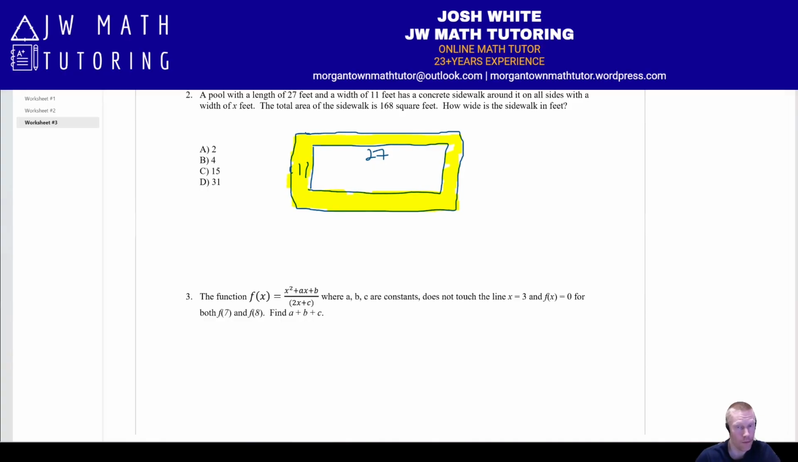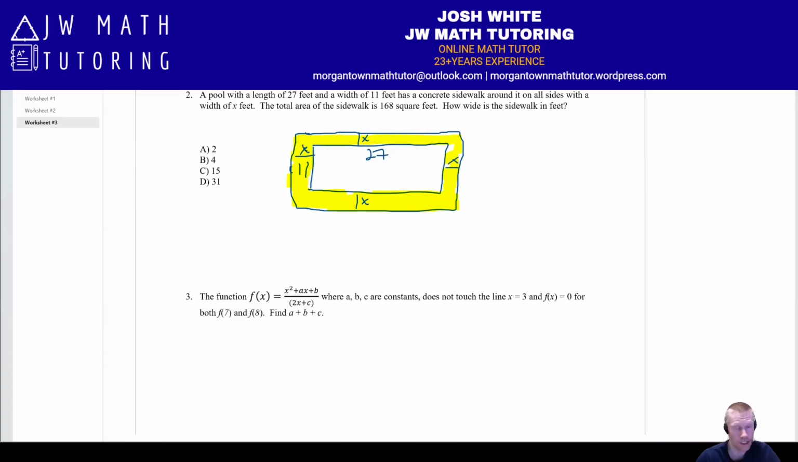Based on what various people had reported, I think the way this question would be worded, everyone mentioned the dimensions of the pool, say 27 by 11, and I think what would be given is not the total area of the pool and the sidewalk, but just the total area of the sidewalk, i.e. the total area of the yellow part in the diagram. In this case, I just chose 168 feet. And they want to know how wide the sidewalk is in feet. Basically, this is x, in every dimension here.